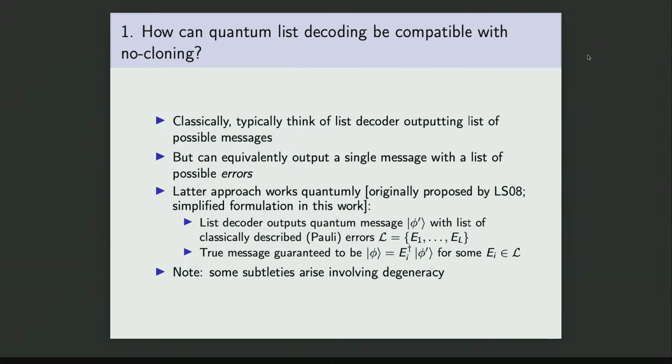There are some subtleties in this definition that arise from code degeneracy. So if you're aware of stabilizer codes, it's actually the case that this list could be exponentially long if there's a lot of low-weight stabilizers. And when I say that EI is in L, I really mean that there's some logically equivalent error to EI inside the list, but that's just a side remark.